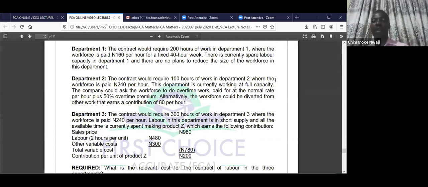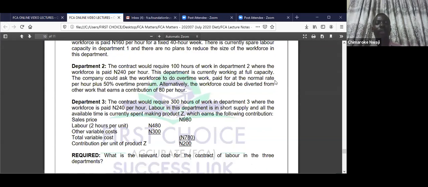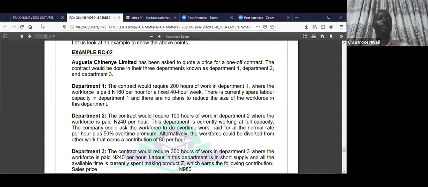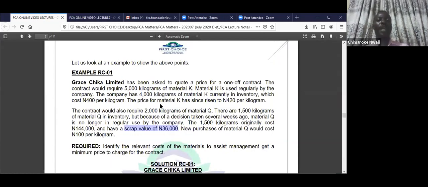This is relevant cost of labor. Now look at the other variable cost, 300. When we add them together, the total variable cost is 780, and our contribution is 200 naira. Required. What is the relevant cost for the contract of labor in the 3 departments? So let's look at how our answers will be like.